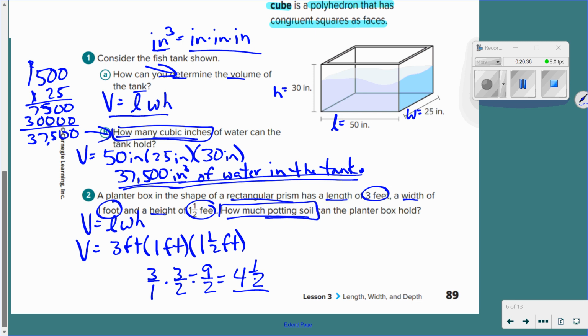Lucas? Guys, quiet. Lucas? Good. I also must have my cubic feet. Quiet. And because it's a word problem, you have to have a sentence. Excellent. You guys hit everything I hoped you would hit. 4.5 cubic feet of soil in the box. That would be your full answer, guys.